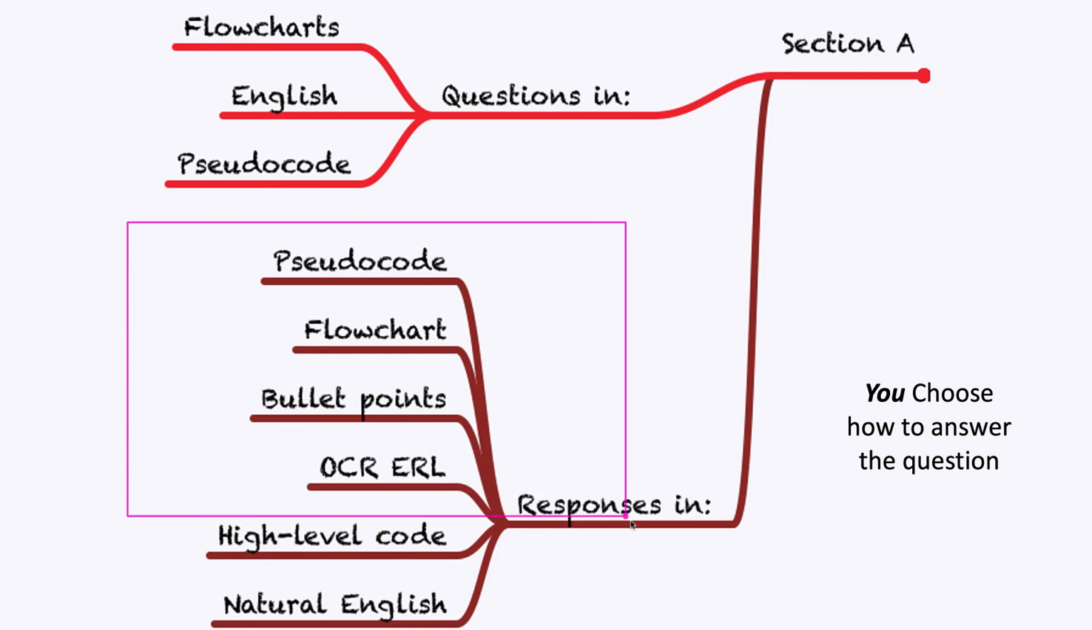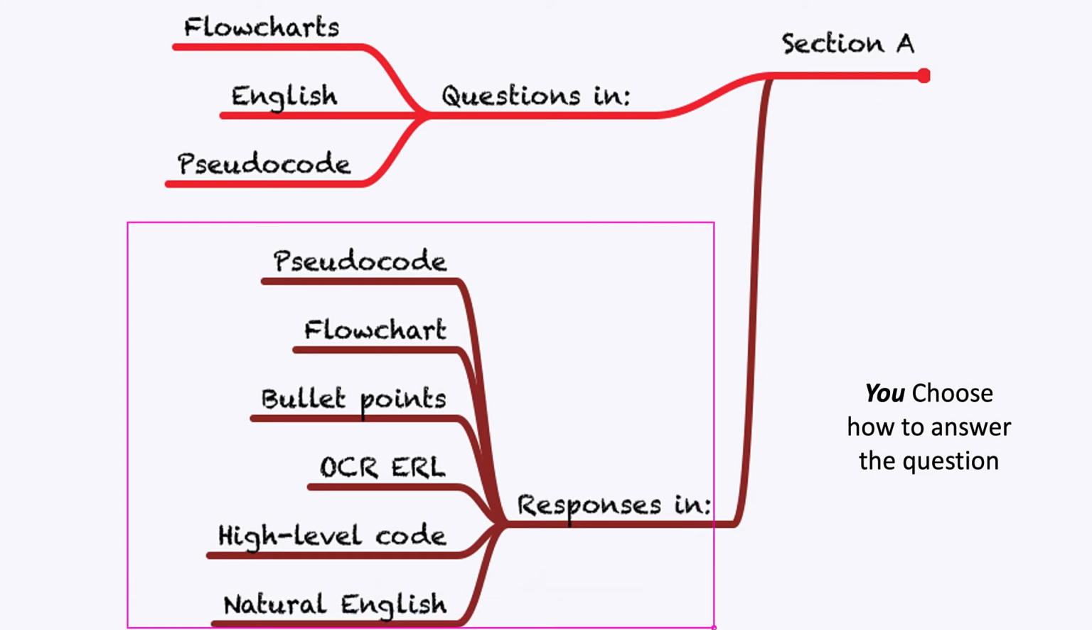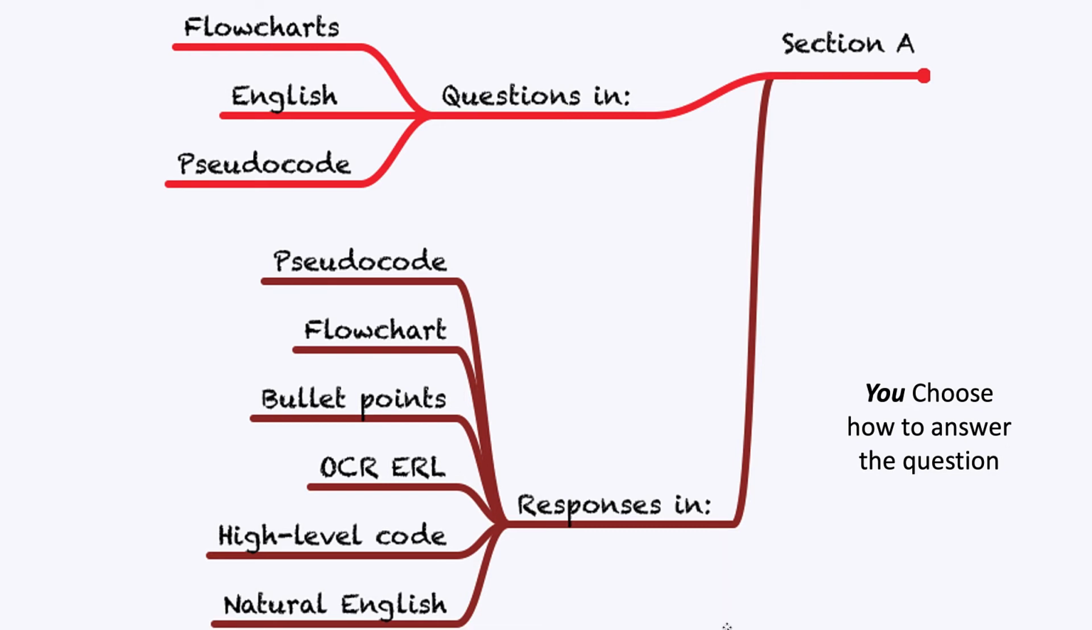So you can answer these questions in pseudocode, flowchart, bullet points, natural English, or high-level code. High-level code, of course, being Python or Java or whatever high-level code you feel comfortable with. But you can equally write it in pseudocode. So you have some choice in how you actually answer that question. And you may feel more comfortable writing your answer, for example, as a flowchart than you will in pseudocode. So you will have that option when it comes to this part of section A.